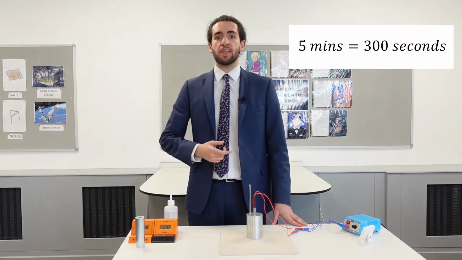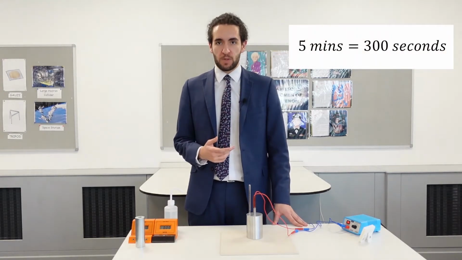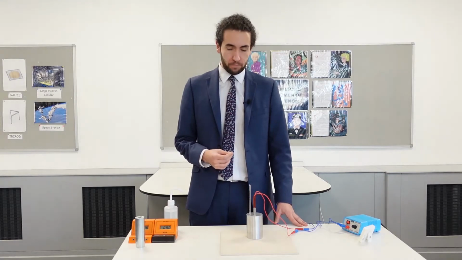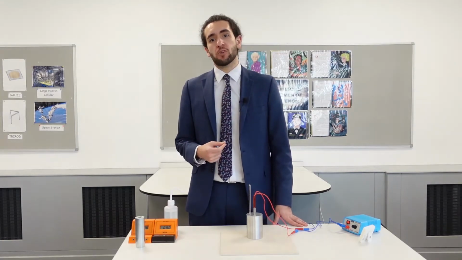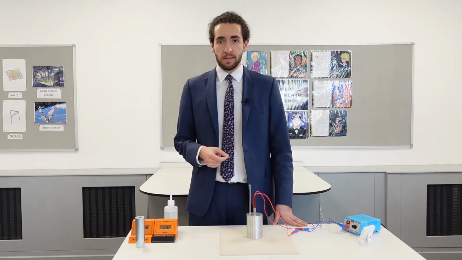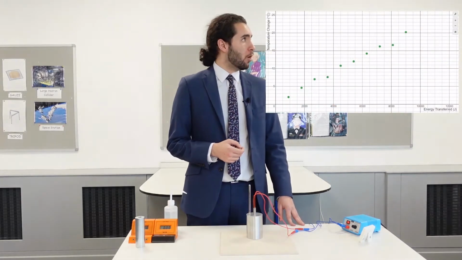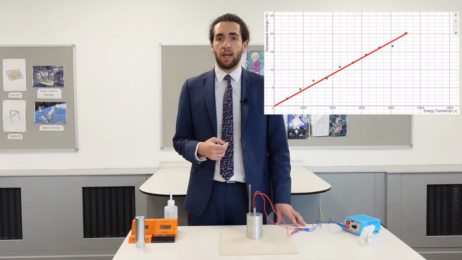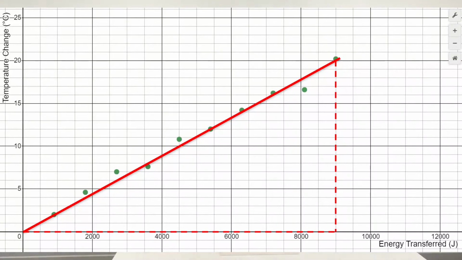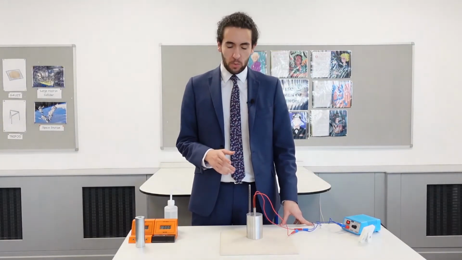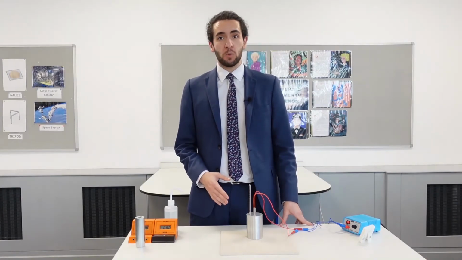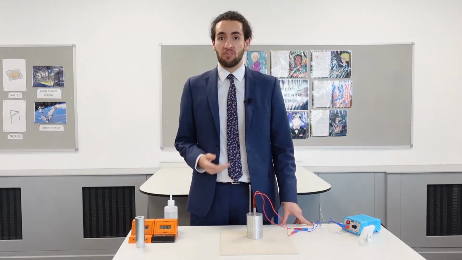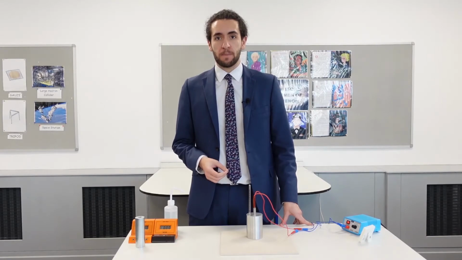While I'm waiting, we can think about some ways we can make this experiment that little bit better. One way might be to record values every 30 seconds, plotting those on a graph, and finding a line of best fit to go through them. It's also very important that we make sure we don't touch this metal block, particularly towards the end of the time, as the temperature will have increased dramatically and it will be very hot.